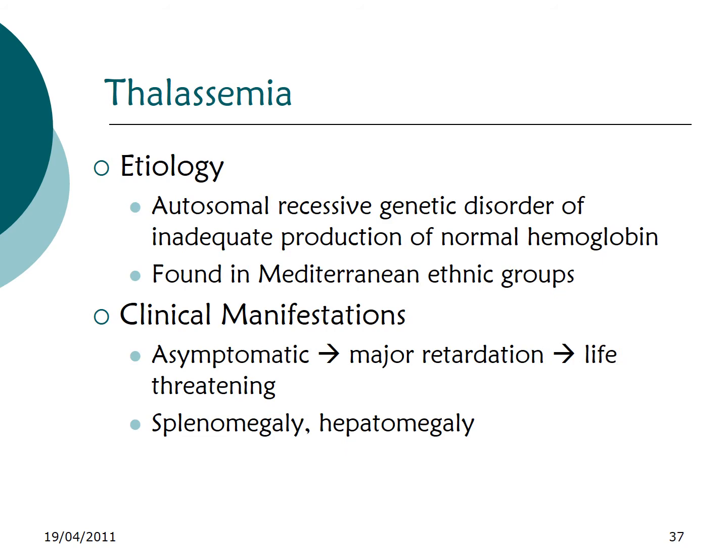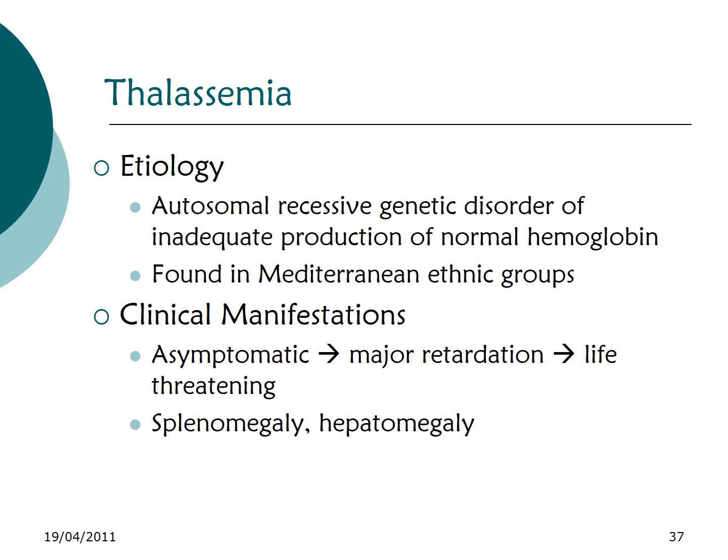Thalassemia is an autosomal recessive genetic disorder, autosomal recessive, right? And it's found in the Mediterranean ethnic groups, and it can be asymptomatic, or major with retardation and life-threatening. You see splenomegaly, hepatomegaly. And so by law, when all the kids are born, they are screened for this hemolytic condition. This is one of the ones we're screened for. We're screened for sickle cell. We're screened for PKU. We're screened for hypothyroidism.